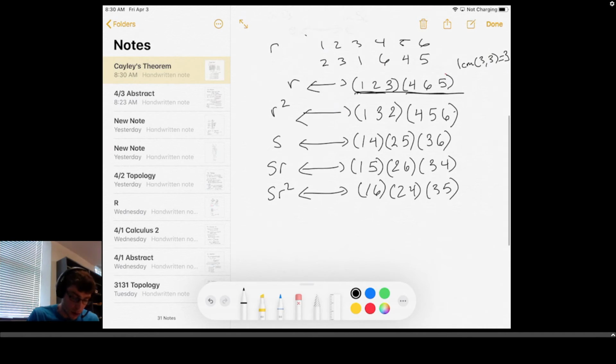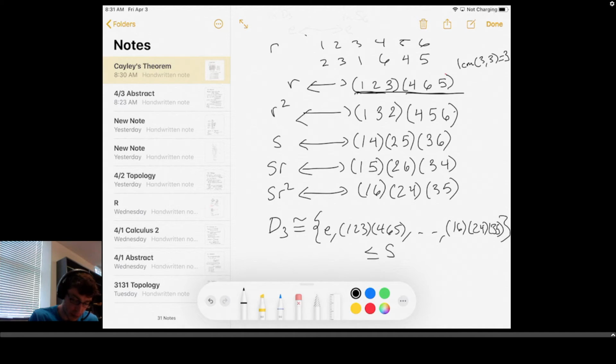And so D3 is isomorphic to the subgroup e, 1, 2, 3, 4, 6, 5, blah, blah, blah. I'm not going to write them all down, but basically all of these, right? Down to 1, 6, 2, 4, 3, 5. And this is a subgroup of S6, right? It lies inside S6.